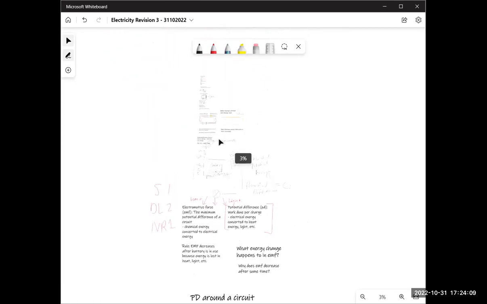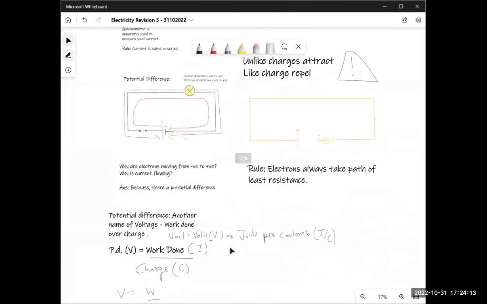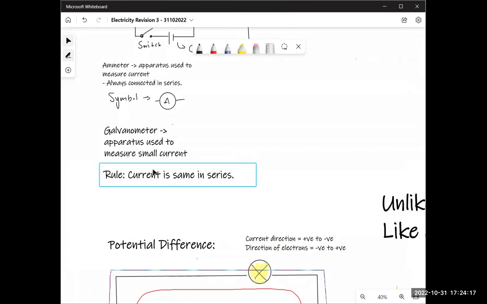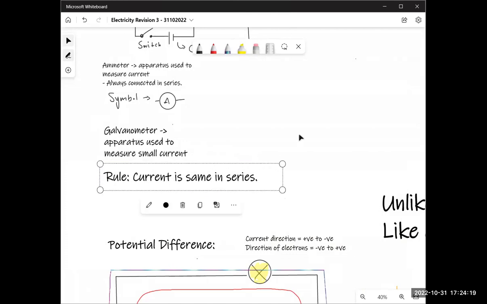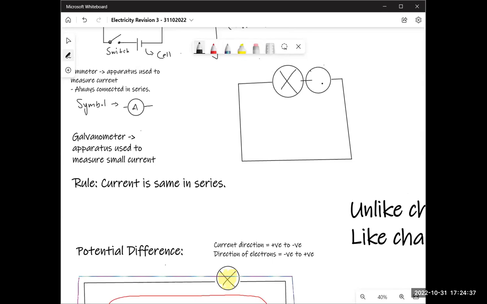Now let's go back over here. Did everyone write this rule, which was current is the same in series? Check if you have written this. Yes, sir. Now please make a diagram right beside it. A small diagram. Make two bulbs like this.